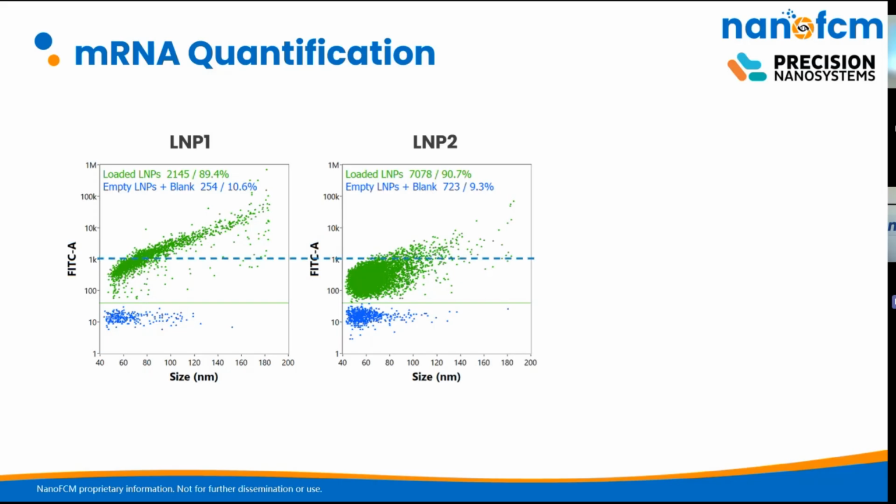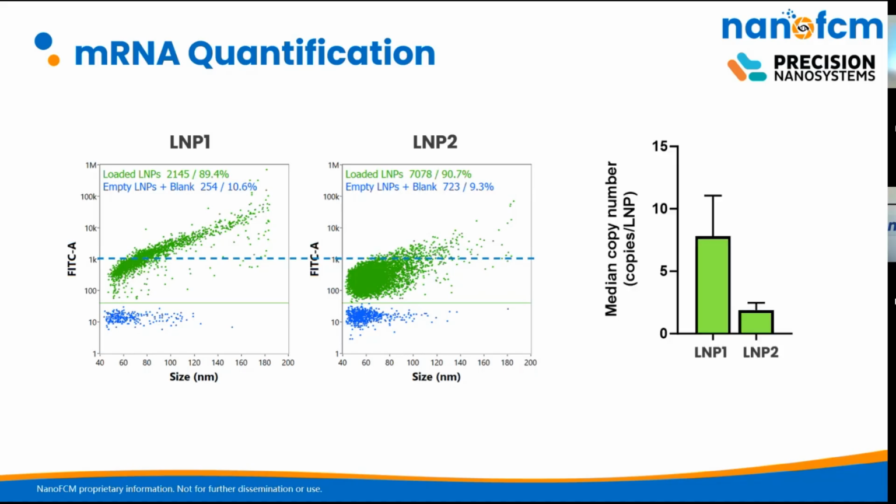You can see in LNP1, a lot of events are above this dotted line. However, in LNP2, most events are below this dotted line. And this is reflected in median copy number, where LNP1 has a median copy number of 7 copies per LNP, and LNP2 has a median copy number of around 2.